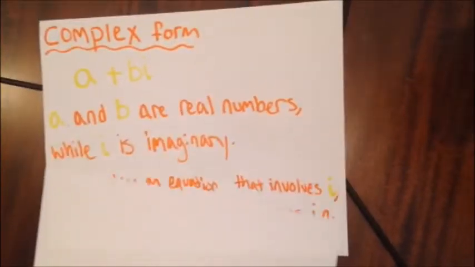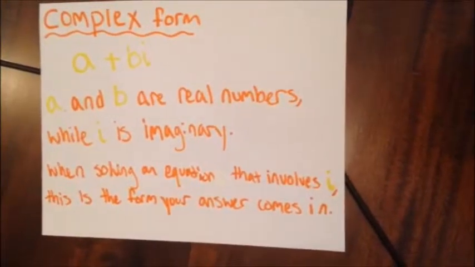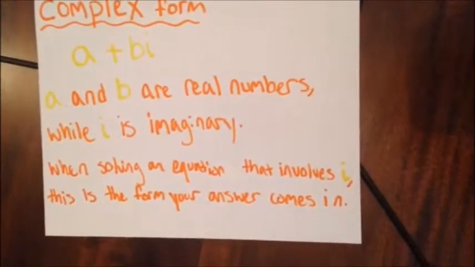Okay. Complex form. Complex form is a plus bi. a and b are real numbers while i is imaginary. When solving an equation that involves i, this is the form your answer comes in.